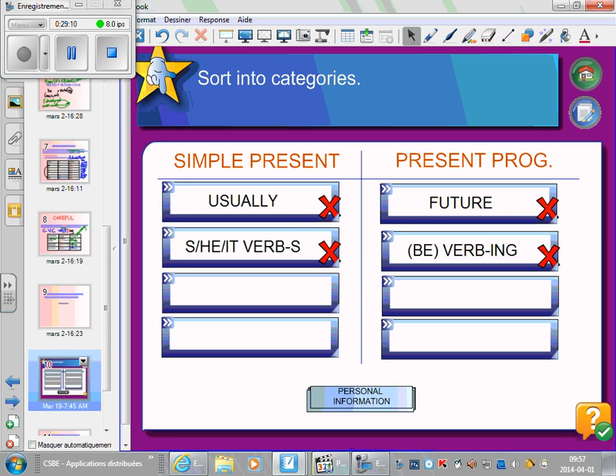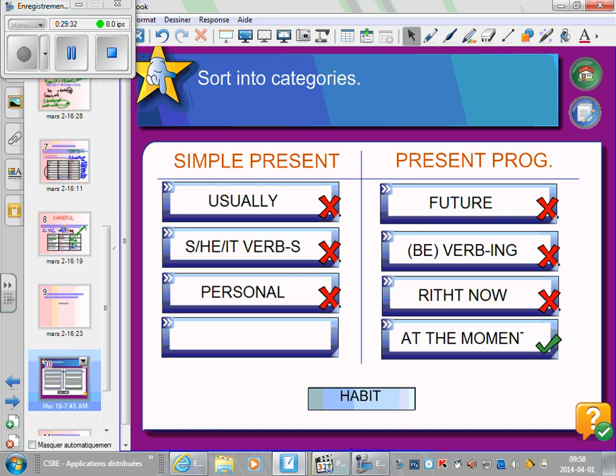Okay. Personal information. Simple present, yes. Sylvie is a teacher. It's my personal information. Okay? Right now. Present progressive, there you go. At the moment. Present progressive, again. Finally, habit. Simple present.